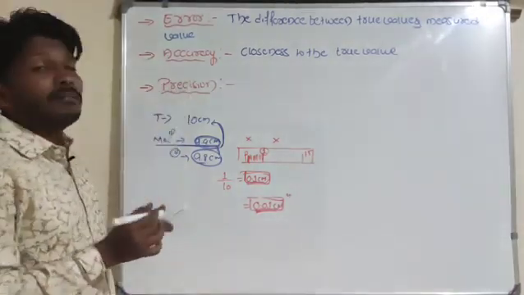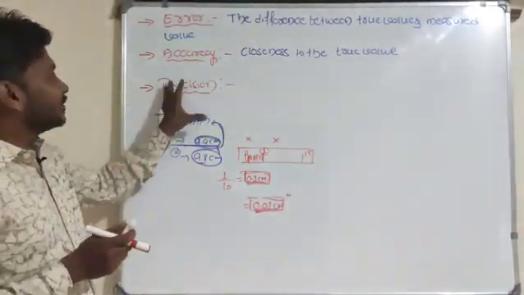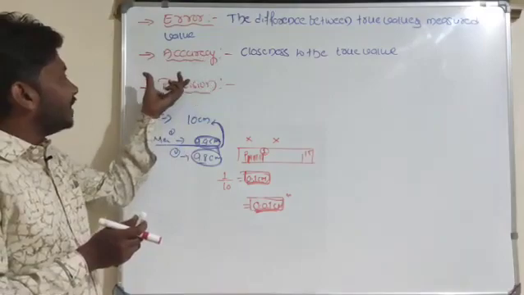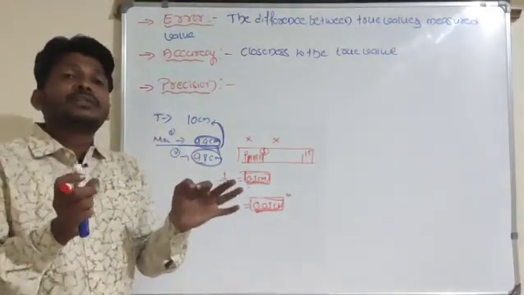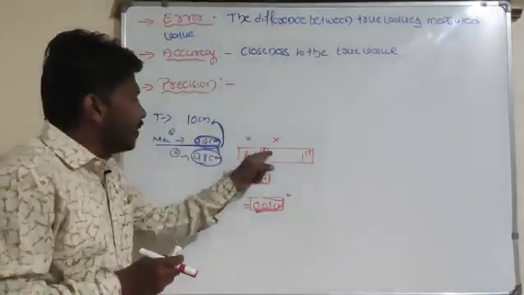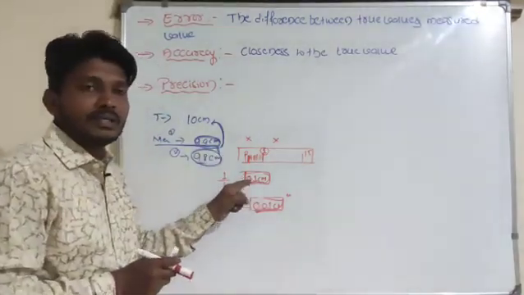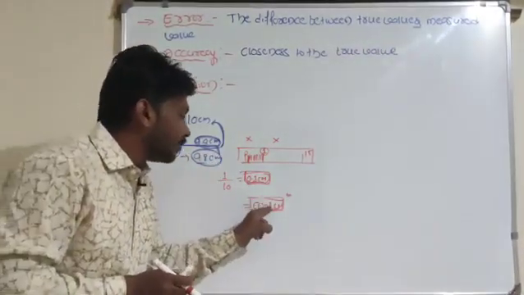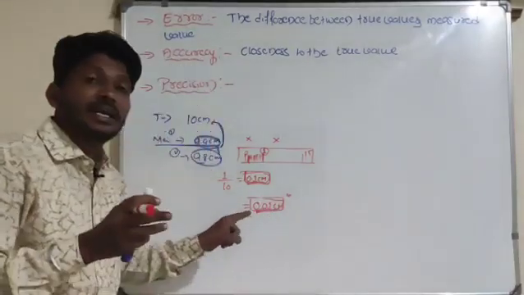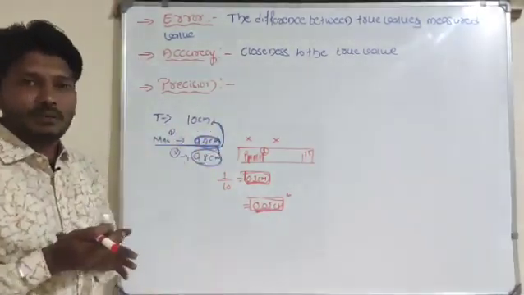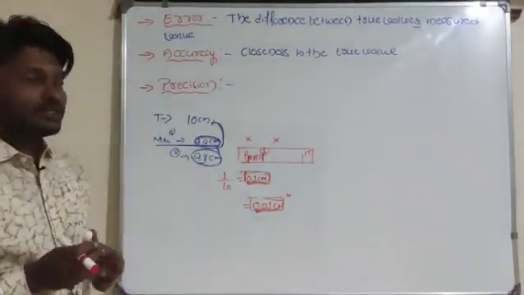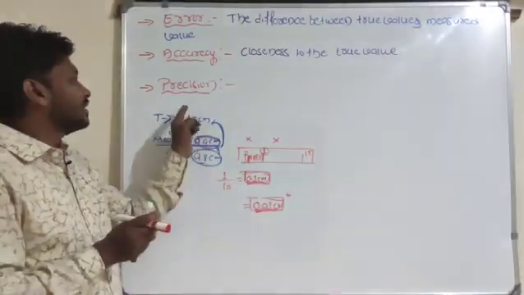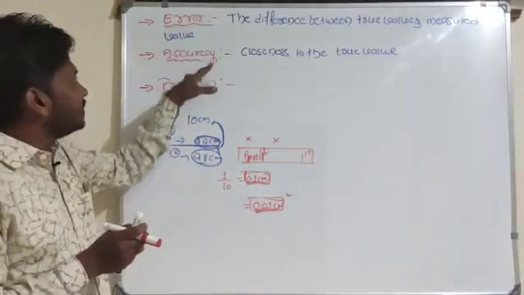Now I need to explain the term precision. I gave a normal scale and vernier scale example. Precision is the limit to which a physical quantity can be measured. What is the limit for this scale? 0.1 centimeter. For the vernier calipers, the limit is 0.01 centimeter; this much small distance I can measure with the vernier calipers. So precision means the limit to which a physical quantity can be measured. I hope you understand these three terms.